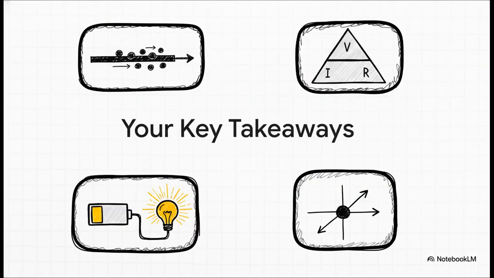So let's just quickly recap the essential tools that are now in your toolkit. First, you know that current is simply charges on the move. Second, you've got the master equation, Ohm's law, V equals IR, to relate voltage, current, and resistance. Third, you know that an EMF source, like a battery, is the engine that drives a steady circuit. And finally, for the big, complex puzzles, you have Kirchhoff's two rules to guide you.